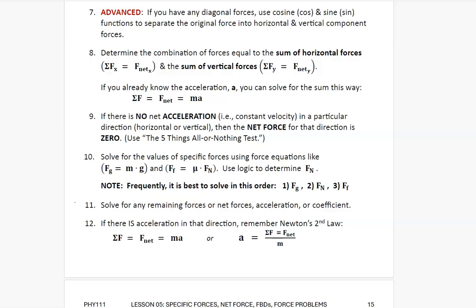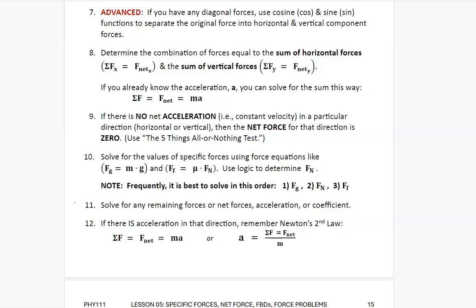The frictional force is equal to the coefficient of friction, or the frictional coefficient, mu, times the normal force. If you know mu and you can determine the normal force, you can calculate the frictional force. And the opposite is also true. If you know the frictional force from other information and you know the normal force, you can calculate mu, the coefficient of friction.